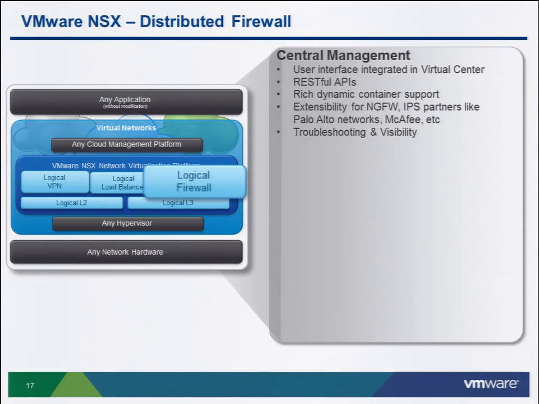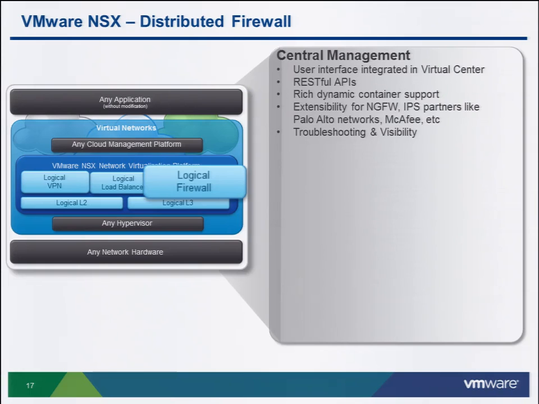Also, it has rich dynamic containers support. So for example, as Srini was saying, you can say that, okay, all these VMs which are in this tier have this firewall policy. And any new VM that comes up automatically gets the policy. The main thing here is that whenever the VM comes up and sends the first packet out, it goes through the firewall. There is no way for any packet to escape the firewall.